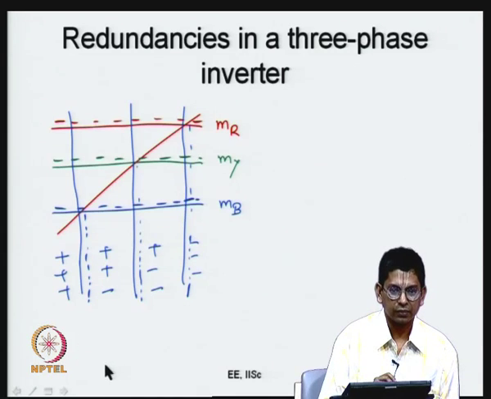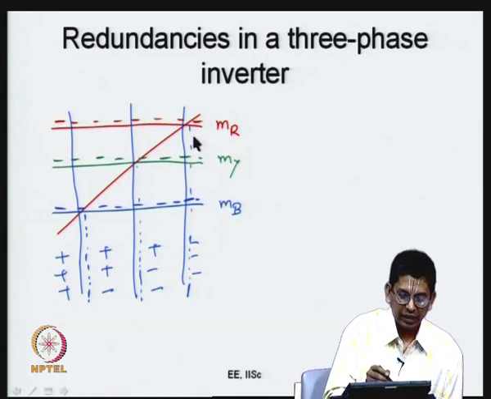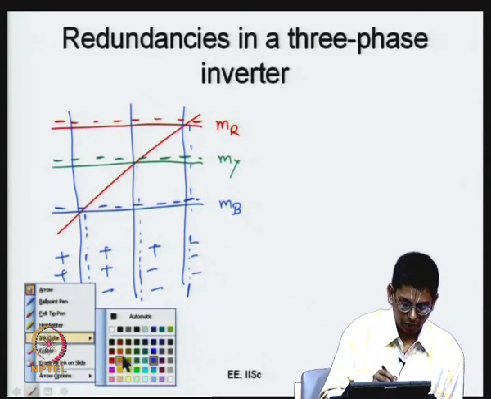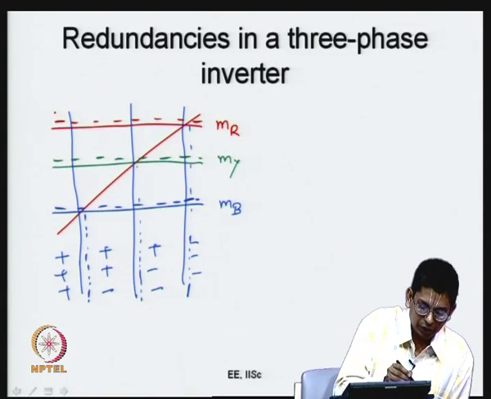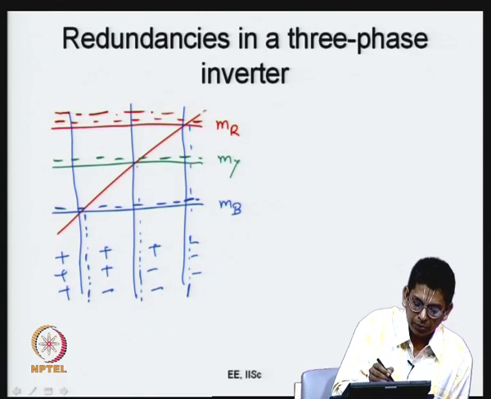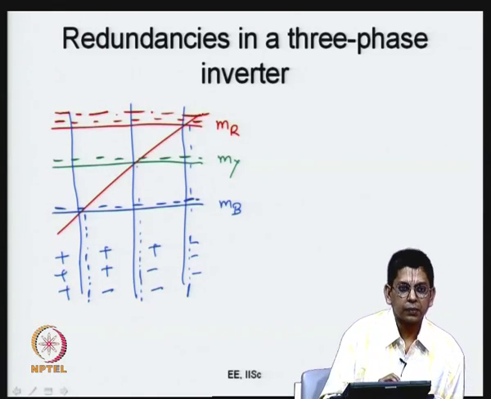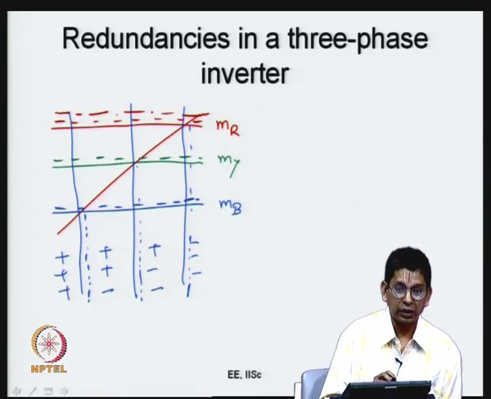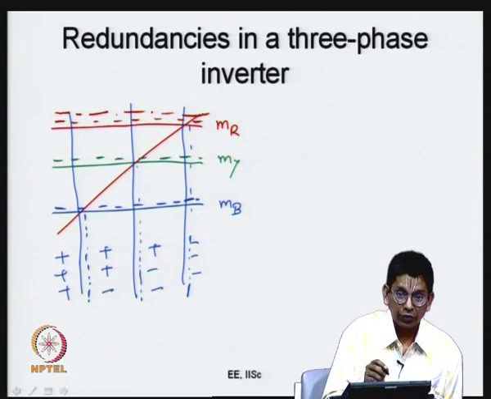So, as an extreme case, if I add to my MR, now let me go back and pick up the red thing again. Now, let us say I add it in such a fashion that my red signal becomes equal to the peak. Similarly, I shift all MY and MB above. Now, what would happen? R phase will be clamped, R phase will not switch at all. So, it is the redundancy of the inverter which allows me to add a common mode component, and I can add a common mode component such that one of the phases is not switched now.